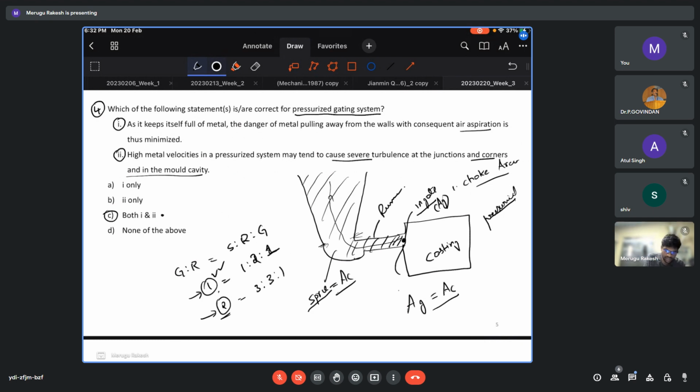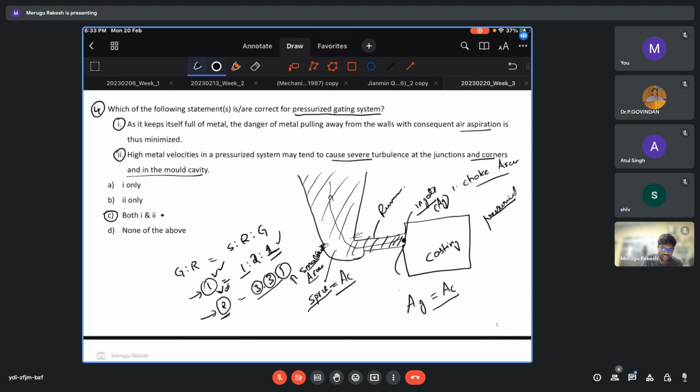Actually, both are pressurized gating systems in this case. But I just manipulated it in such a way that the sprue area is also equal to the gate area, but which is the minimum area. Hence, this will be a pressurized gating system as well. Here also, if this is 3, this is 3, and this is 1, hence this is the smallest area. Hence, this also will be pressurized. Both will be pressurized in this case.